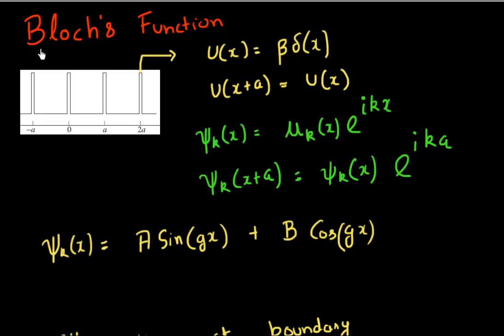So let's pick up where I left off in the last video. I showed that we could approximate the potential in our periodic lattice by this Bloch theorem, where my potential is defined as this set of delta functions. So my U(x) is essentially a constant times this delta function.